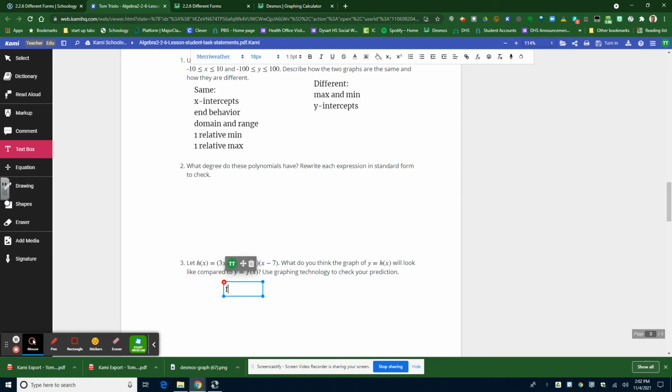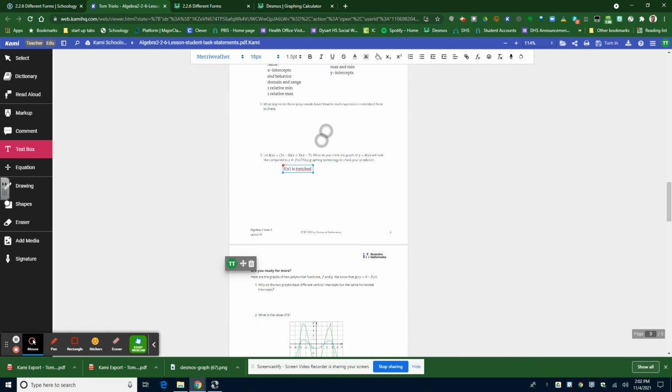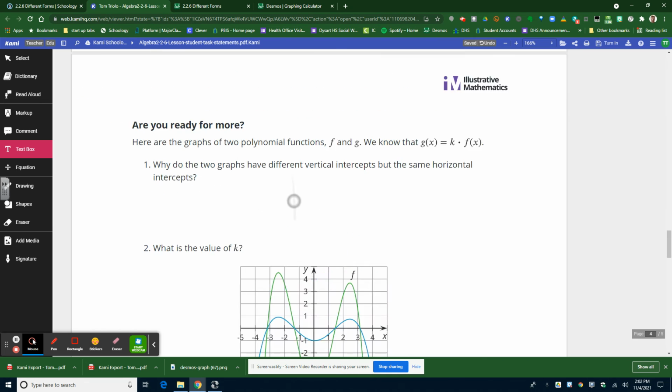Okay, f of x is stretched, not treached. These are not treacherous problems. They are quite benign.